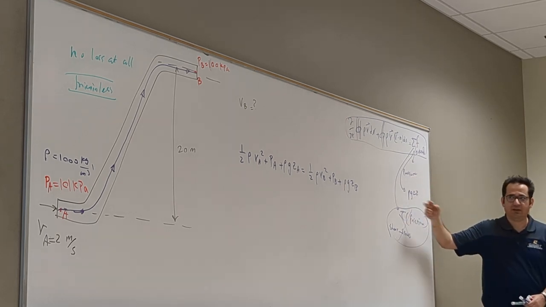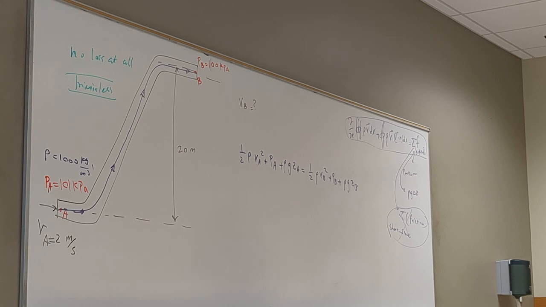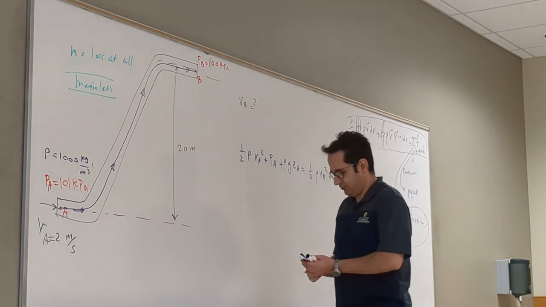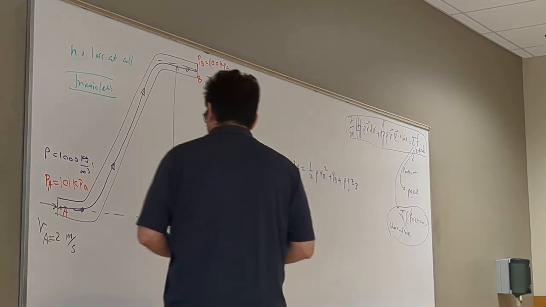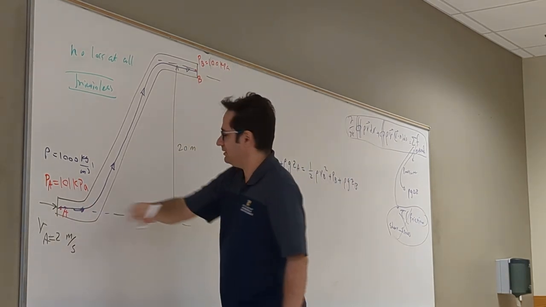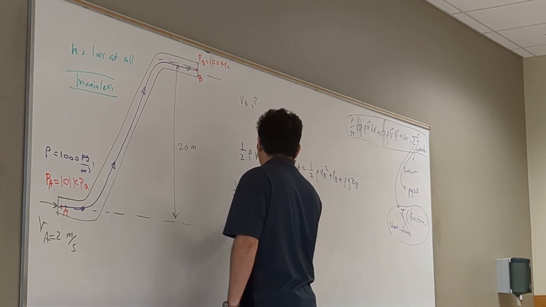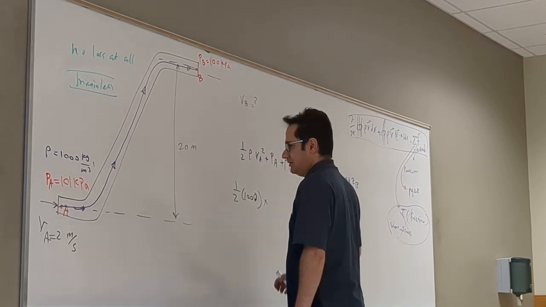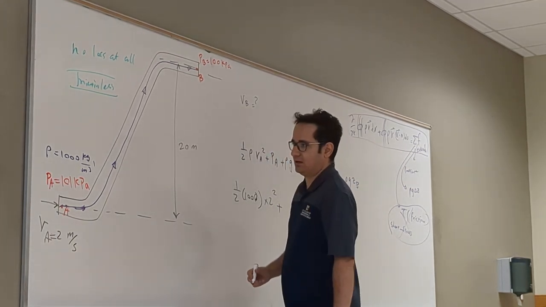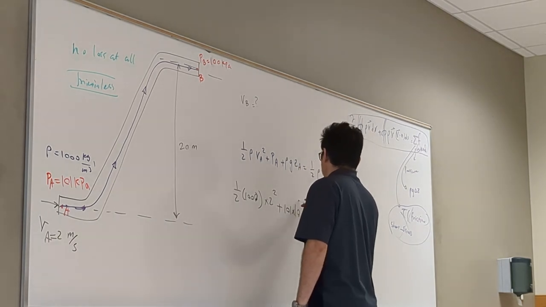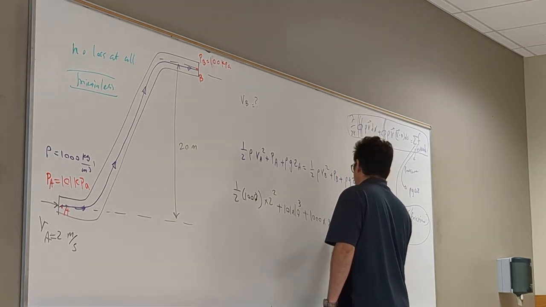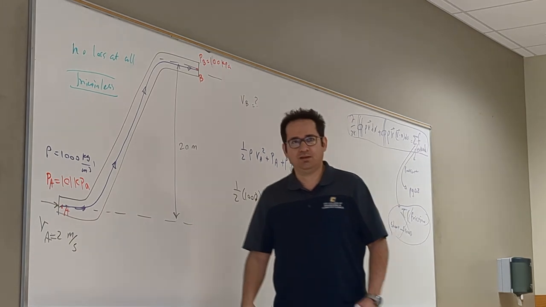Pressure difference, elevation difference. In fact, that was a good point that you mentioned, the elevation change. You always should check for all terms, including the elevation change. So we have everything in the Bernoulli equation. Let's substitute the numbers here. 1/2 times 1,000 for rho times VA squared. Do I have VA? Yes. 2 squared, plus PA, 101 times 10^3, plus 1,000 times 9.81 times ZA.